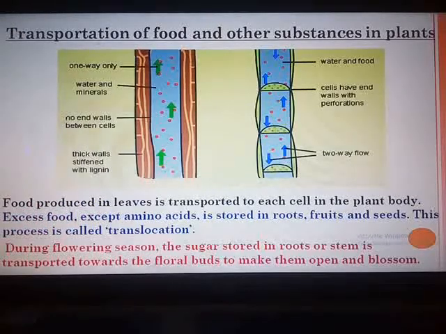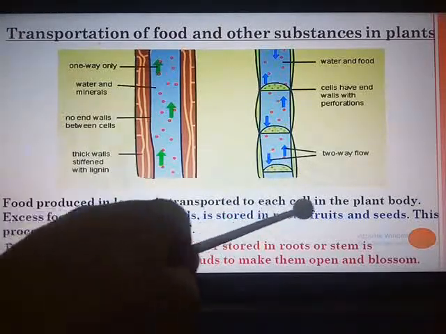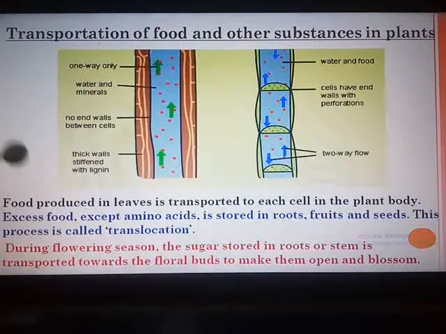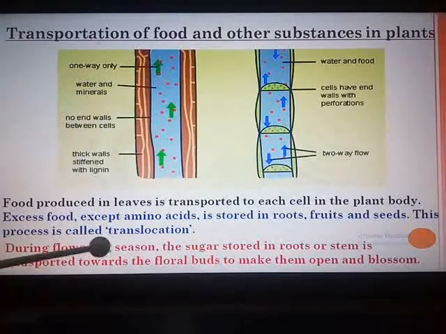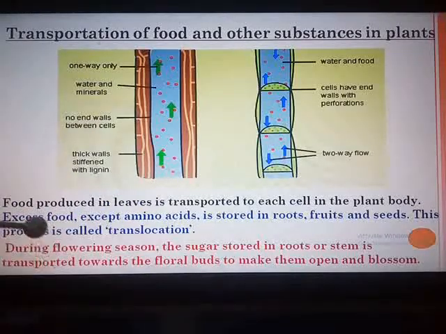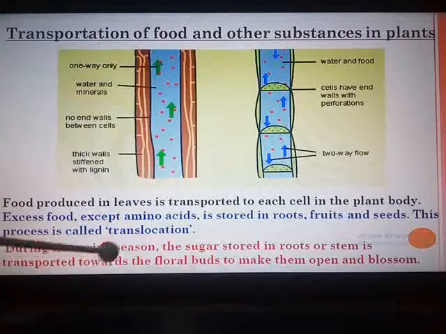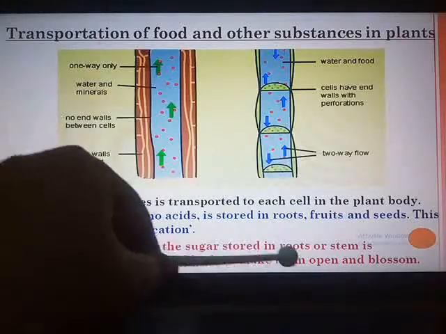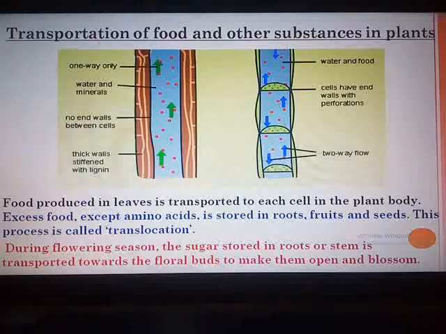I have told you that the excess food is stored in the roots, fruits and seeds of the plant, and during the flowering season, you know that the buds of the plant, which have to be converted into flowers, require a large amount of all these food substances. So especially during the flowering season, the sugar which is stored in the roots or stem is transported by whom? By the phloem towards these floral buds to help them to open up and blossom. This is about the transportation of food and other substances in plants.